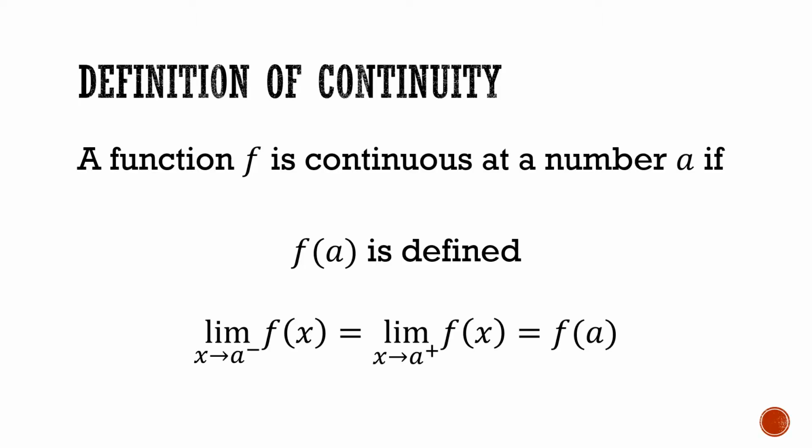All right, so the definition of continuity basically states that in order for a function to be continuous, the function must be defined at the point. The limit from the left must equal the limit from the right of that point and must equal whatever the value of that point is. So again, the limit from the left has to equal the limit from the right, which also has to equal that point value itself.